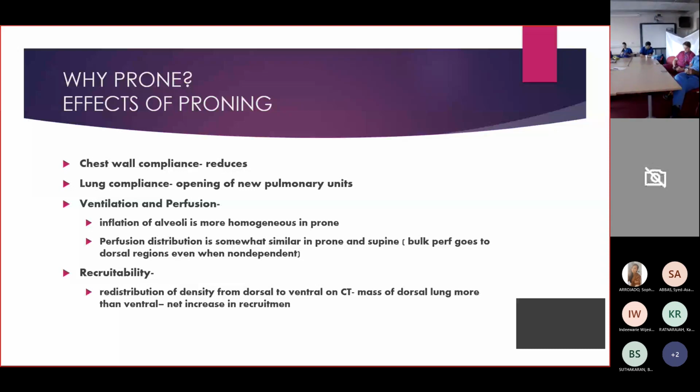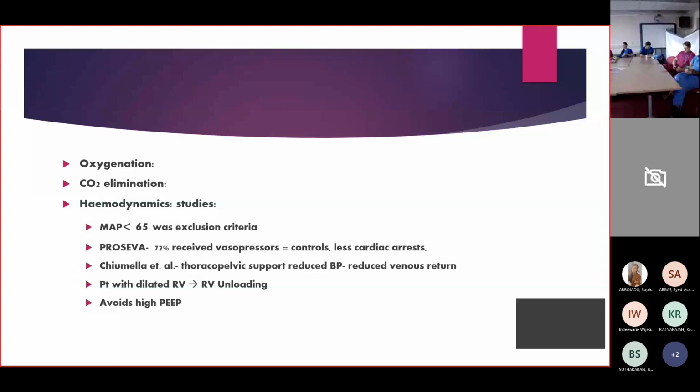So in effect, we have discussed all the other factors which determine how oxygenation and carbon dioxide elimination happen. For oxygenation, the quantity of tissue open to ventilation and perfusion increases, the ventilation perfusion mismatch is less, so the oxygenation is better. The homogeneity of inflation of the alveoli is improved. And regional changes in chest wall compliance may also contribute to improvement of oxygenation.